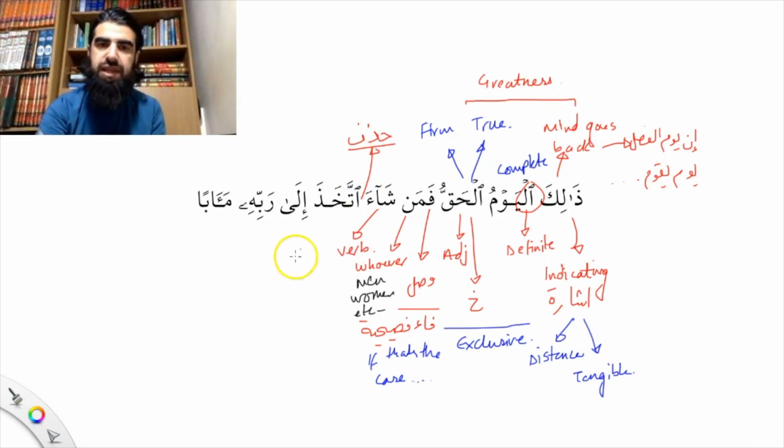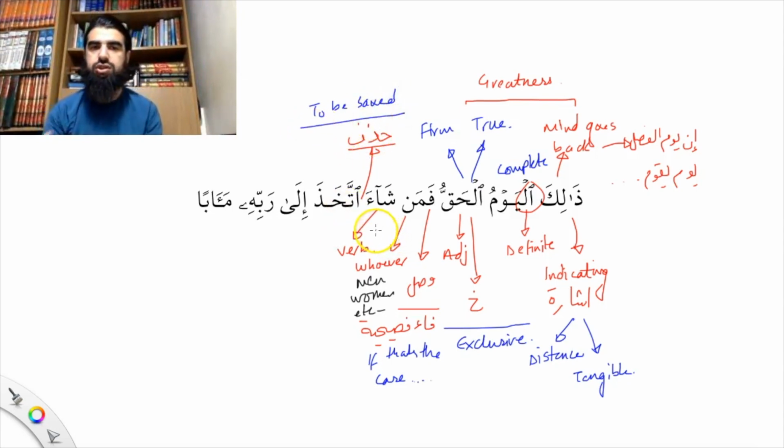Also, there's a hadaf over here as well. It's like saying man sha'a, whoever wishes, right? What about whoever wishes? You're saying whoever wishes to do something, right? To do what? To get closer to Allah, to be successful, to be saved from the azab, from the torture, from the punishment, then he should do this. اتَّخَذَ إِلَى رَبِّهِ مَآبًا.